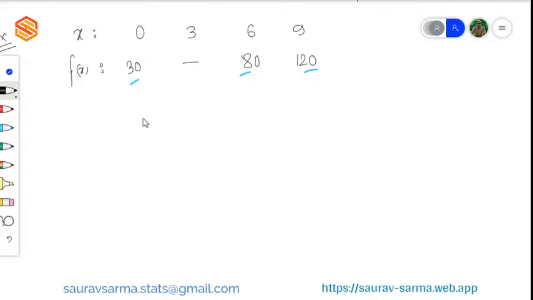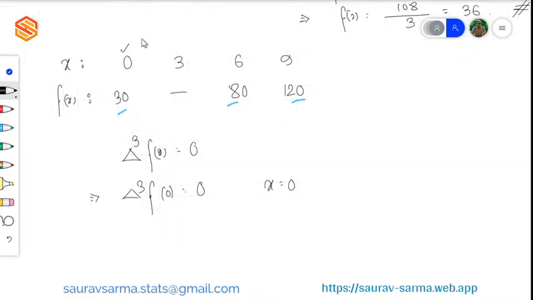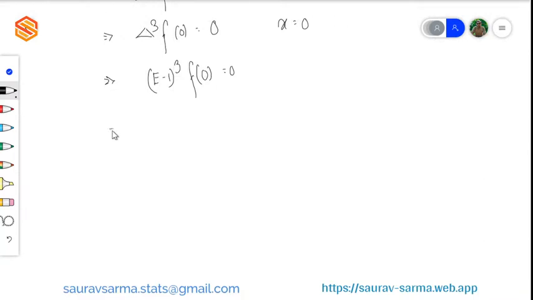So that means delta cube f of x will be equal to 0, okay? This implies delta cube f of 0 is equal to 0, taking x equal to 0. Why? Because the first value is 0, right? Delta cube means E minus 1 cube f of 0 equal to 0. So E cube minus 3 times E square plus 3 times E minus 1, f of 0 equal to 0.